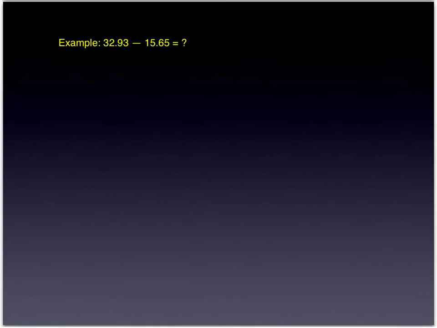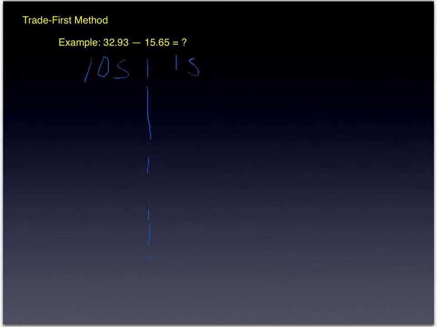Aha! Now we're talking about decimals. The whole point of this lesson is really to focus on decimals, is to review multi-digit whole number subtraction, but then apply the same ideas to decimals. So we're going to do trade first with decimals. So let's set up our columns. We have a tens column. Okay. We have a ones column. Okay. Now we also have a tenths column.